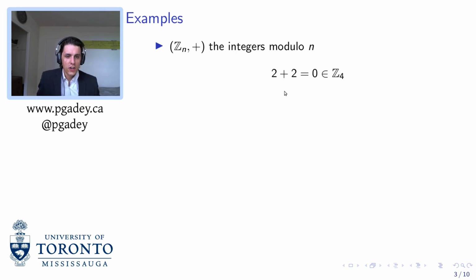So to put this in the context of groups, we've got a group element G star another group element G gives us the identity inside our group G. So in this case, our group operation is the notion of addition. All right, let's have another look.